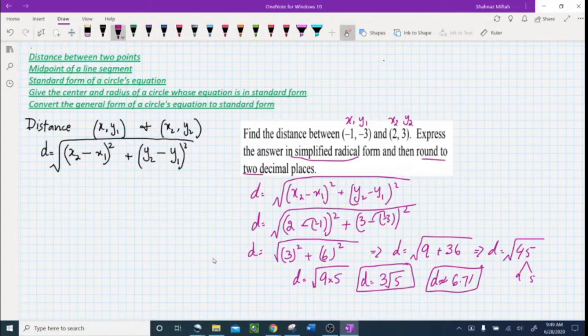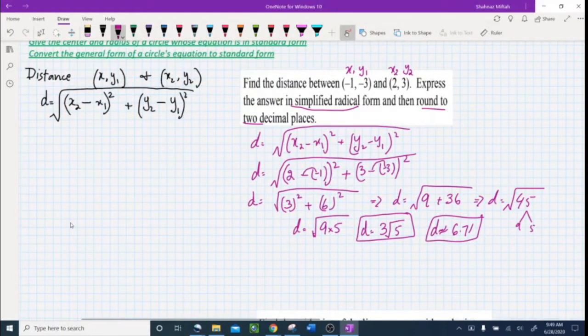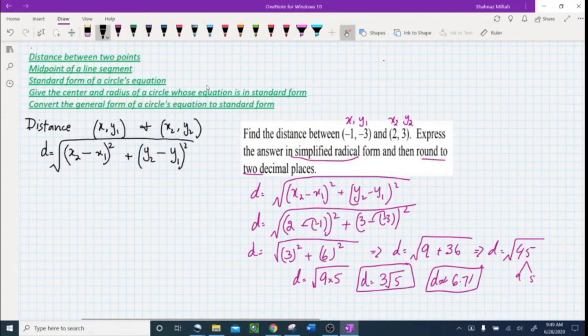Okay, let's go back to the midpoint. The second thing is midpoint, right? So we finished distance. Now let's do the midpoint of a line segment. Let me write down midpoint. So draw a line segment. A line segment is like that, and you have 2 endpoints right there.